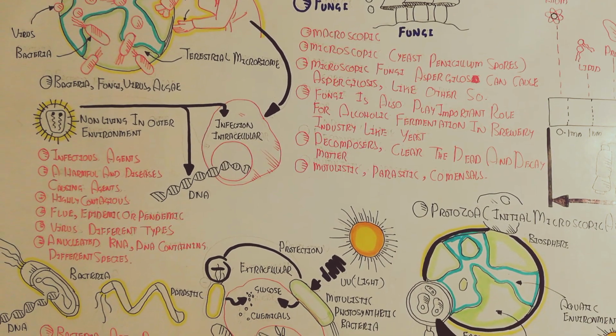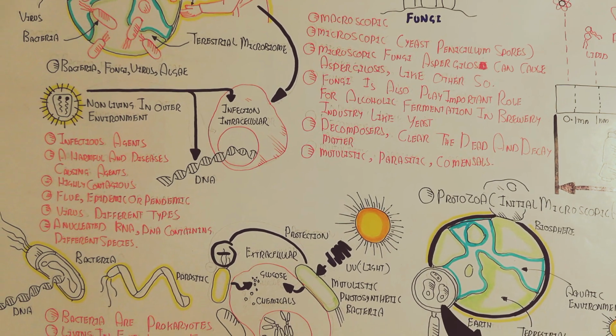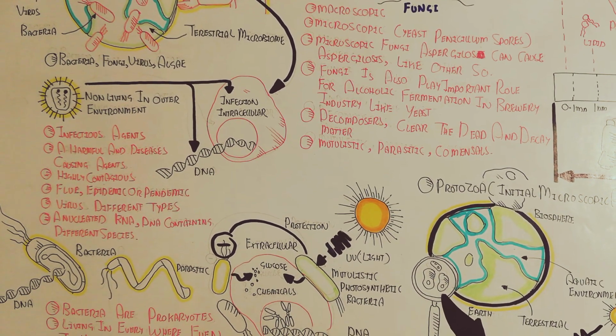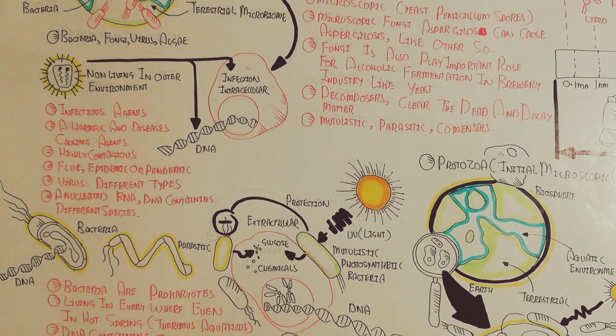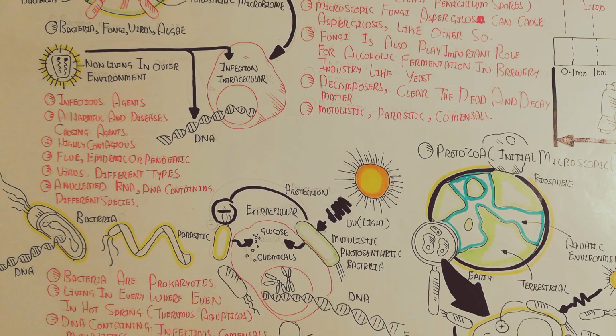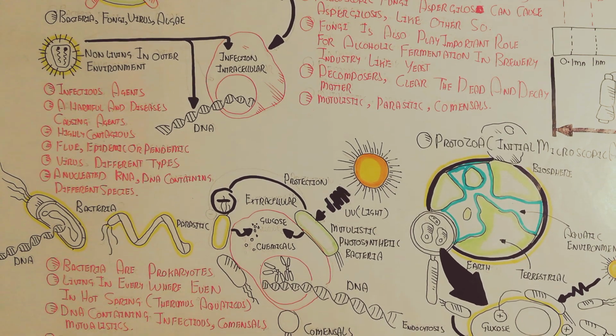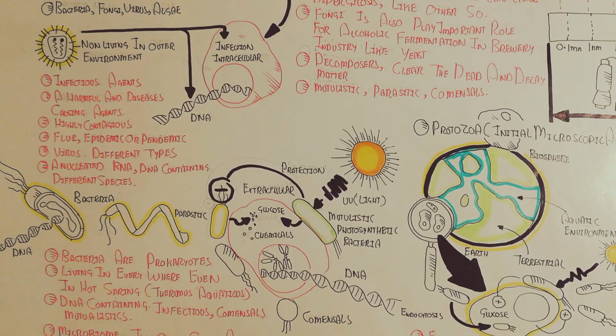So in the short review of the microworld: bacteria, fungi, virus, and algae, with bacteria containing photosynthetic ones, as well as we have discussed the fungi and the microscopic fungi like yeast.